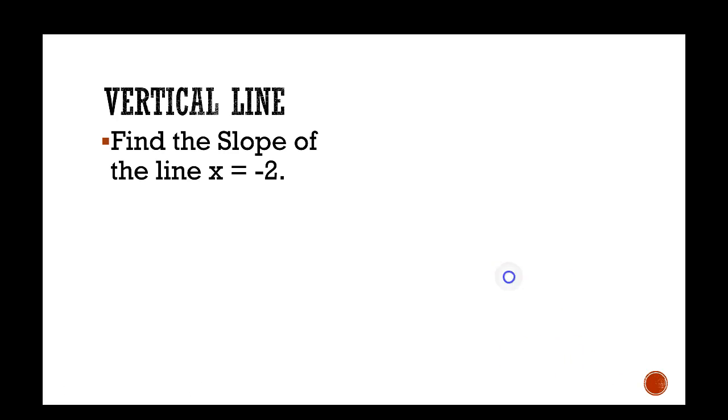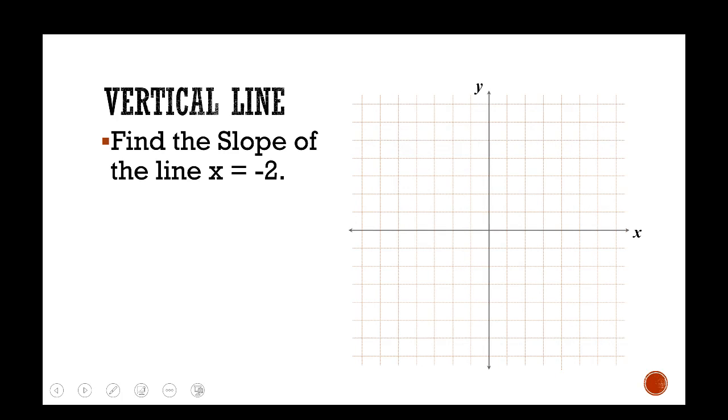So again, x equals -2 is right here, and it would be anywhere along that vertical stretch. So the slope is undefined because there's no horizontal change.